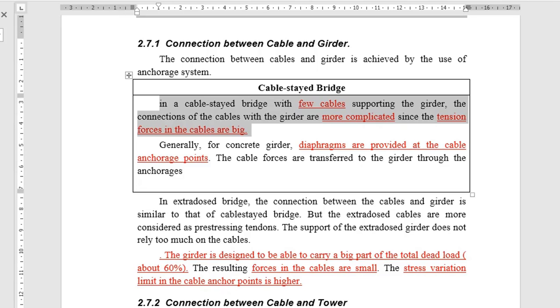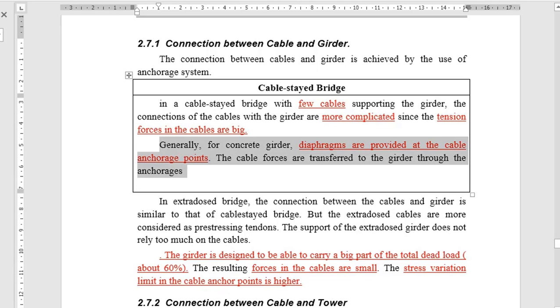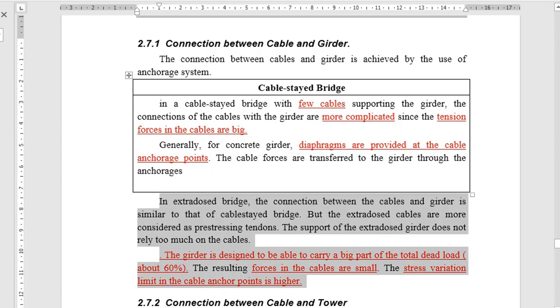the connections of the cables with the girder are more complicated since the tension forces in the cables are big. Generally, for concrete girder, diaphragms are provided at the cable anchorage points. The cable forces are transferred to the girder through the anchorages.